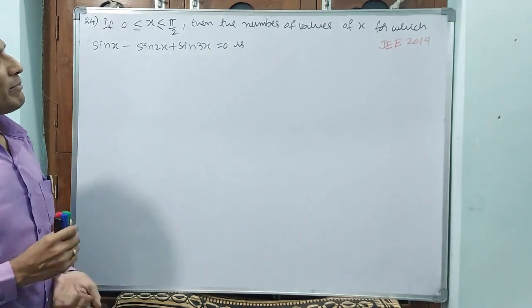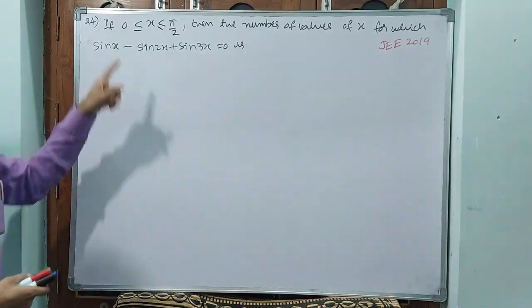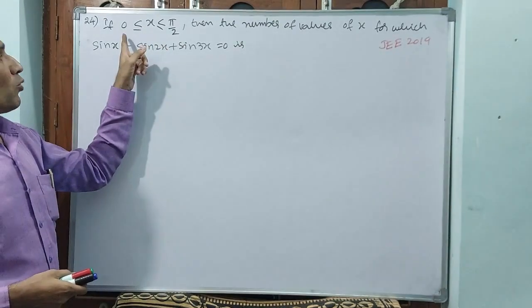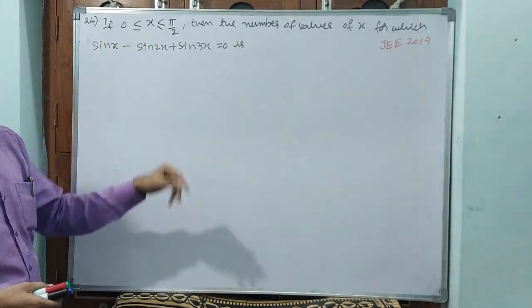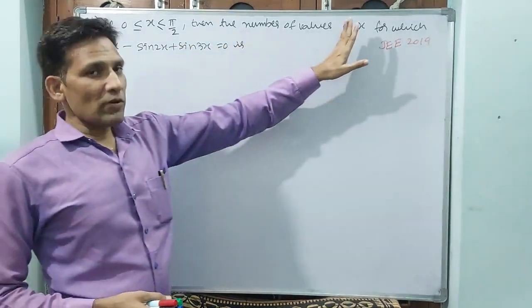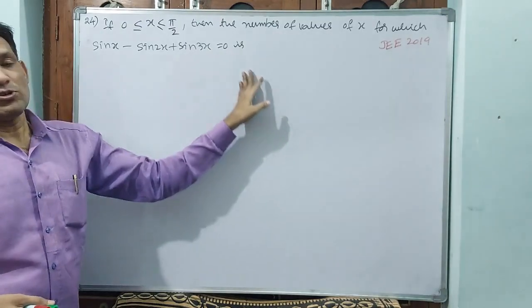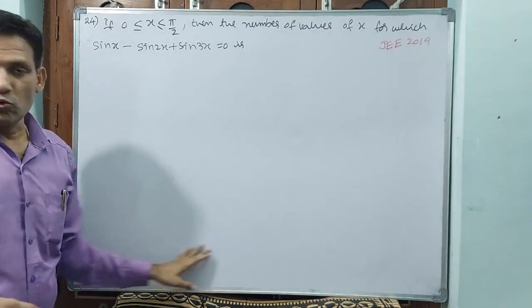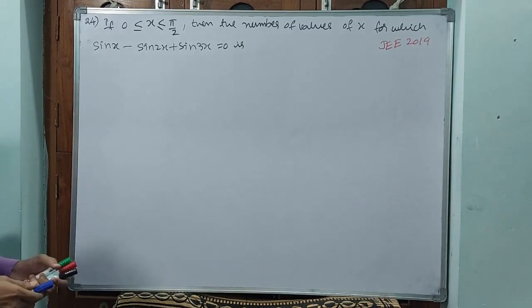See question number 24. This is also a JEE latest question, 2019 question. x is in the closed interval 0 to pi by 2, that means 0 and pi by 2 also you can take. Then the number of values of x for which sin x minus sin 2x plus sin 3x is equal to 0 is... See here the answer is 2. Two values should come. Let us see whether we get 2 values or more or less than 2 values.